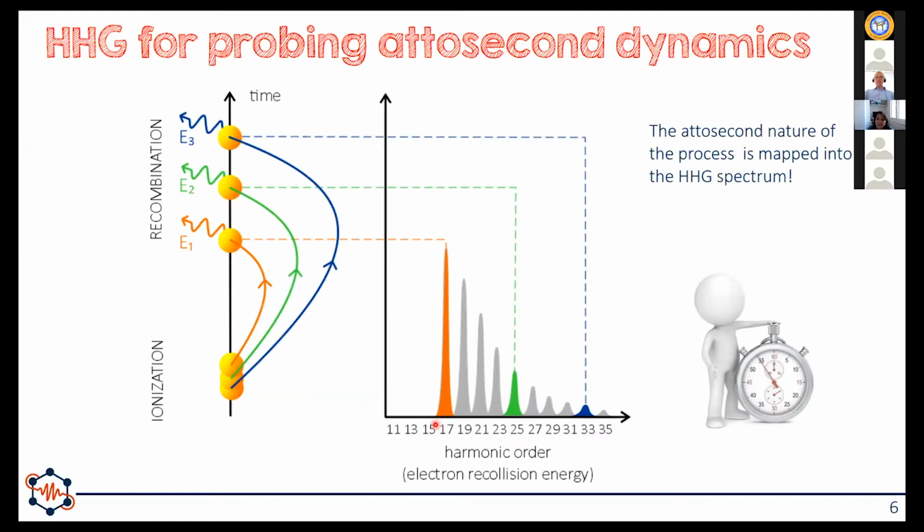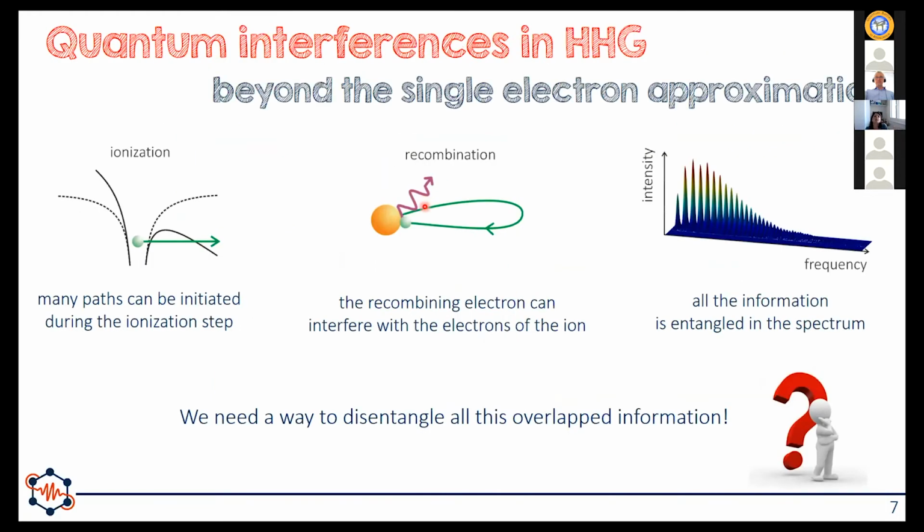Basically, what happens is that you can do an attosecond experiment just by collecting your harmonic spectrum. And this is because there is a natural mapping between the electron recollision energy, so this is the harmonic spectrum, and each electron recollision energy corresponds to a specific trajectory, and so a specific ionization time and recombination time. And so you have the attosecond nature of the process that is mapped in the harmonic spectrum. And so how is this affected by quantum interference in harmonics?